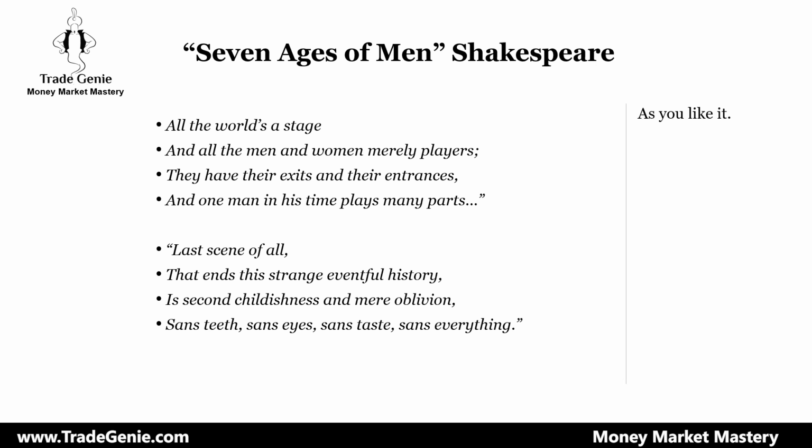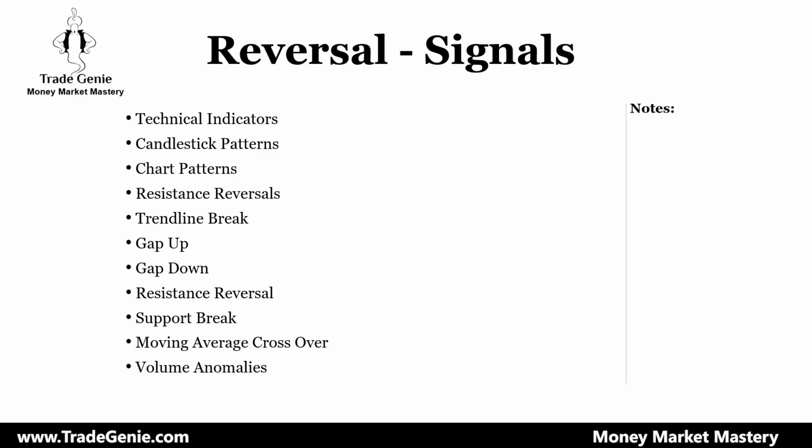Anyway, so this is the seven ages of Shakespeare, and I showed you the seven ages of man and the seven ages of the market. Now, today we are talking about stage 2, 3, and 5, 6. So there are various ways of trying to figure out the reversal signals. Today, before coming here to teach you, I quickly created this slide, and I started putting all the ways you can spot the reversals.